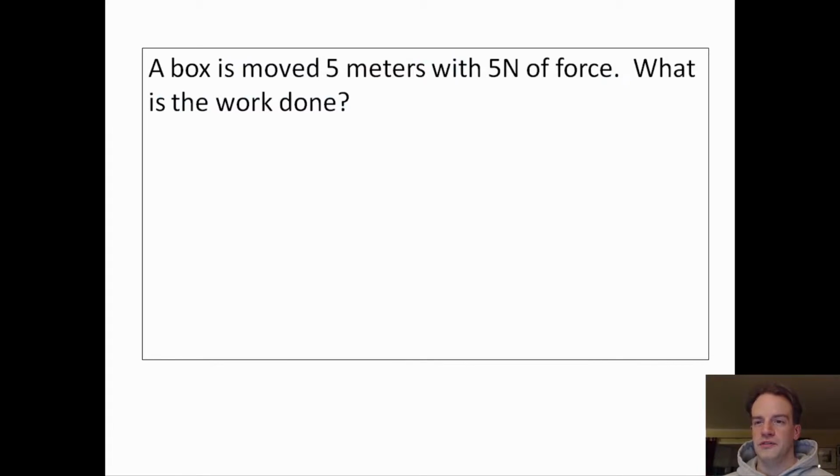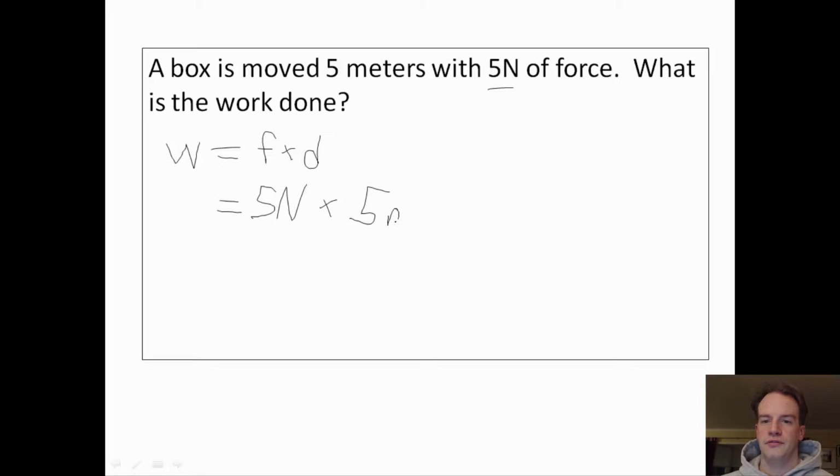A box is moved 5 meters with 5 newtons of force. What is the work done? Let's take a look. We can put in work equals force multiplied by the distance. Our force is 5 newtons, and we're going to multiply that by 5 meters, and that gives us 25 joules. We abbreviate joule with a J. And that's how you calculate work.